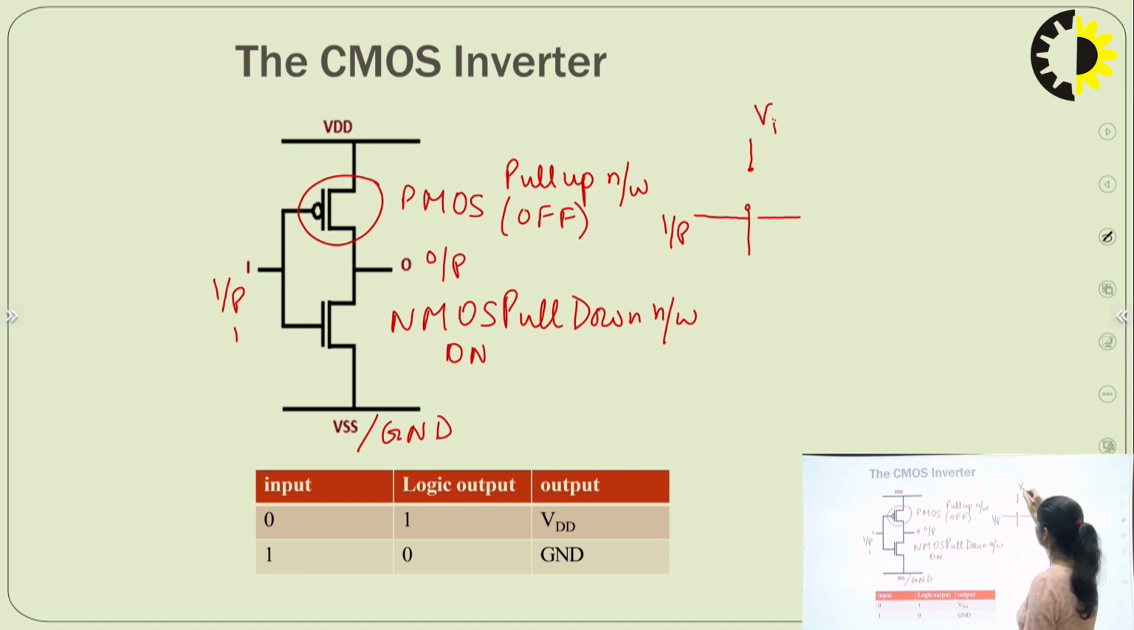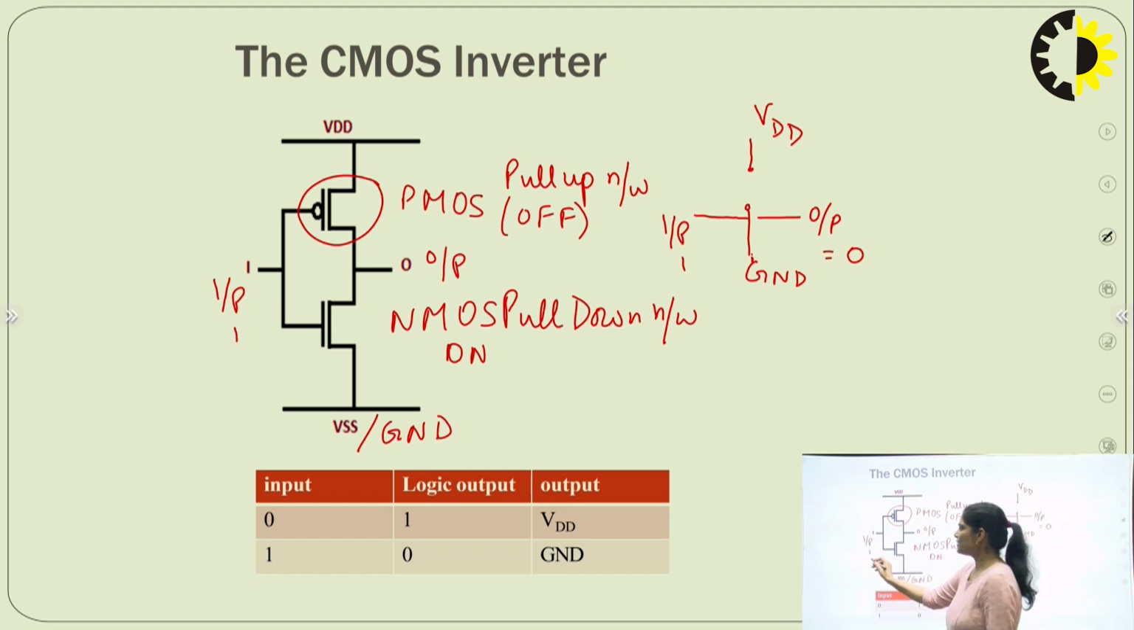This is VDD and this one is ground. If input is 1, then PMOS is open circuit and NMOS is on, shorted and connected to ground. Here this is the output, so output is connected to ground. So output is equal to what? Output is equal to 0.